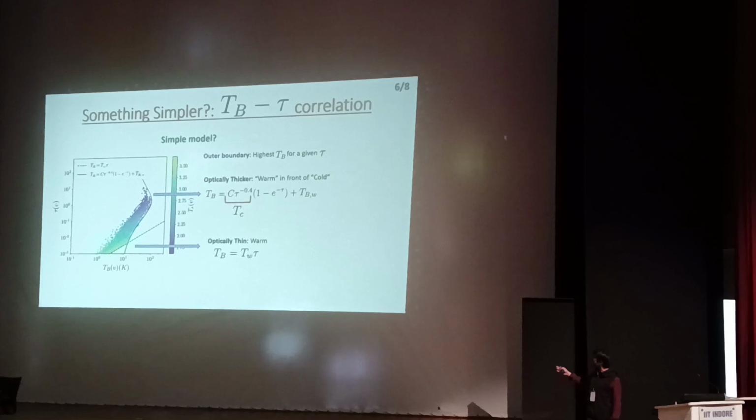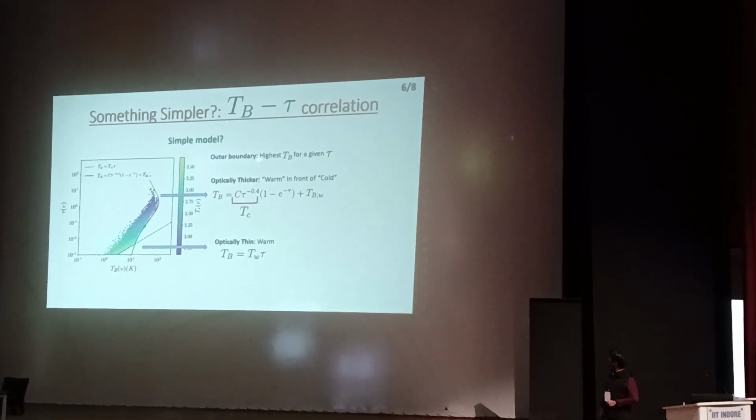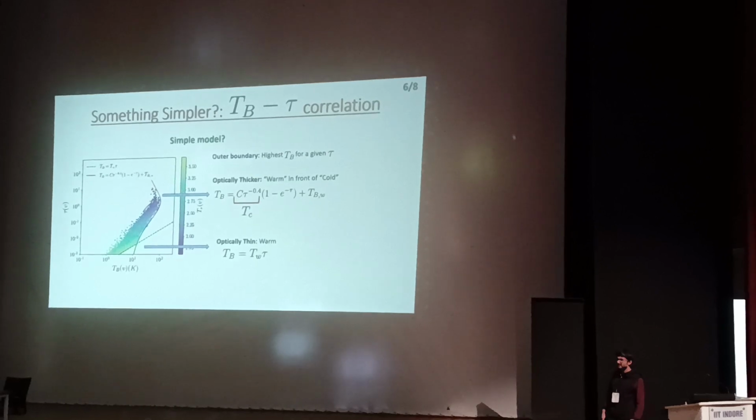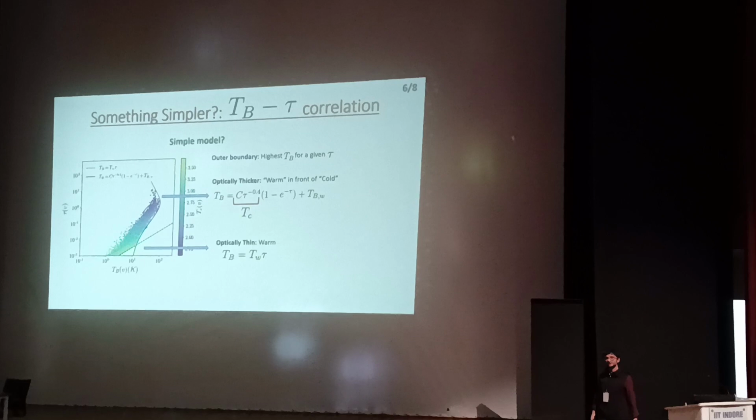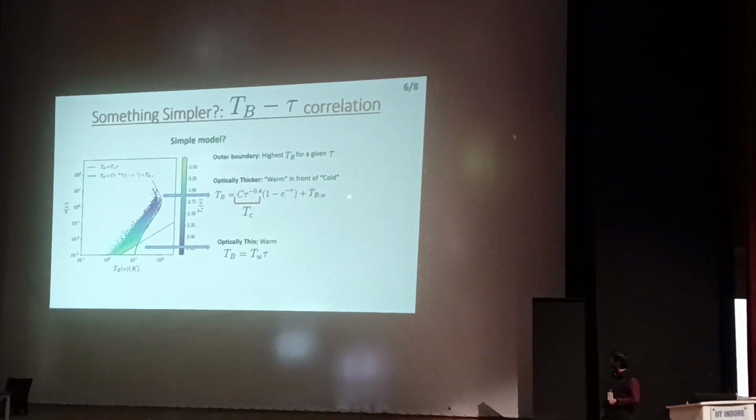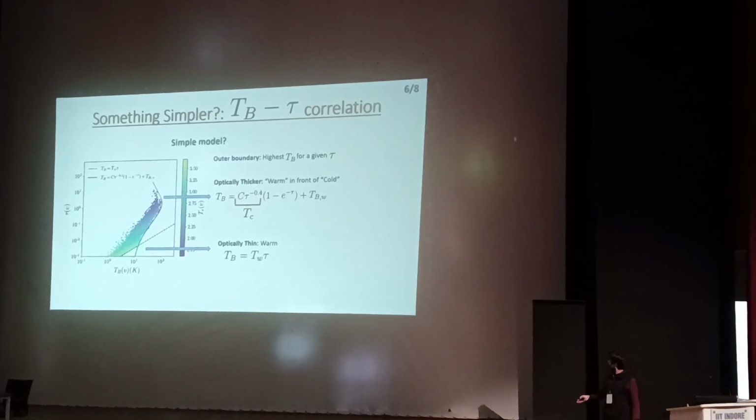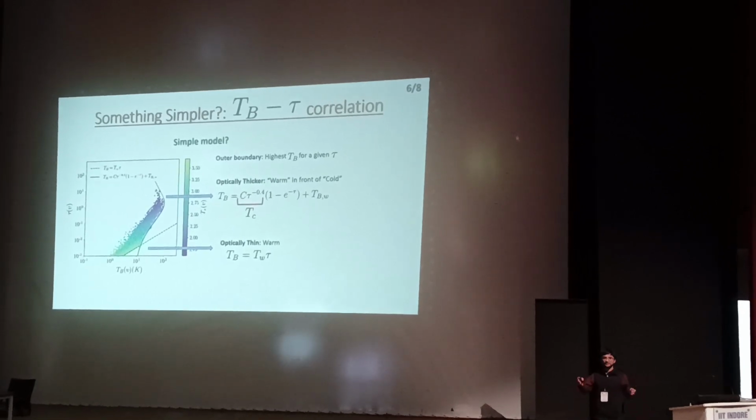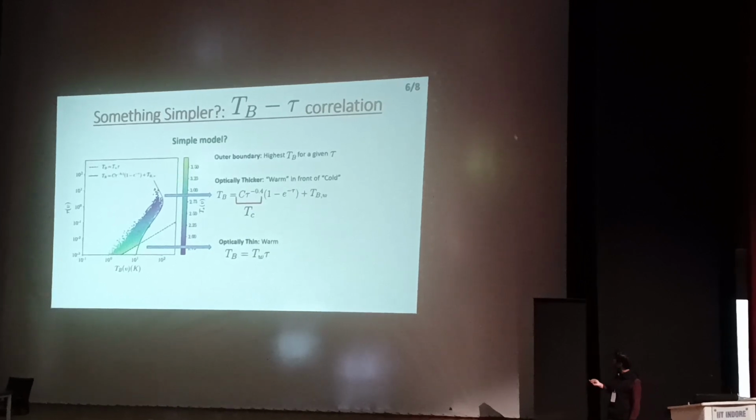Now, as I am interested in the outer boundary for now, the outer boundary corresponds to the highest TB for a given tau, and thus in my model I have put the cold component behind the warm component in the line of sight. The motivation being that the cold component radiation should not get attenuated much. And a bit of calculation shows this kind of expression for brightness temperature, where the parameters are C and TBW, where TBW is kind of a brightness temperature of the diffuse interstellar medium in our line of sight.